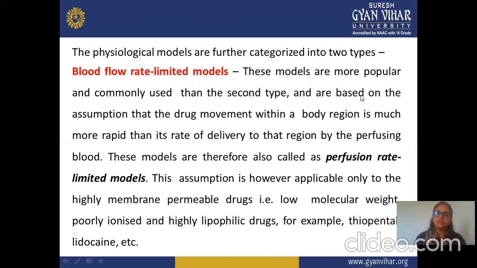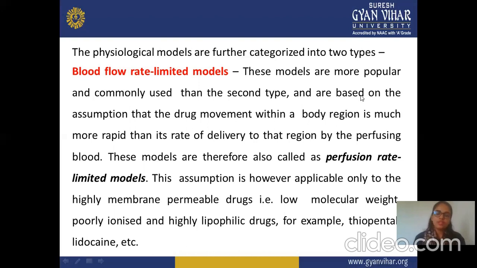The assumption is that how much drug moves within a particular body region is more rapid than its rate of delivery to that region by the perfusing blood. And these models are therefore called perfusion rate limited models. Another name of this blood flow limited model is perfusion rate limited, because blood is perfused to that particular organ.